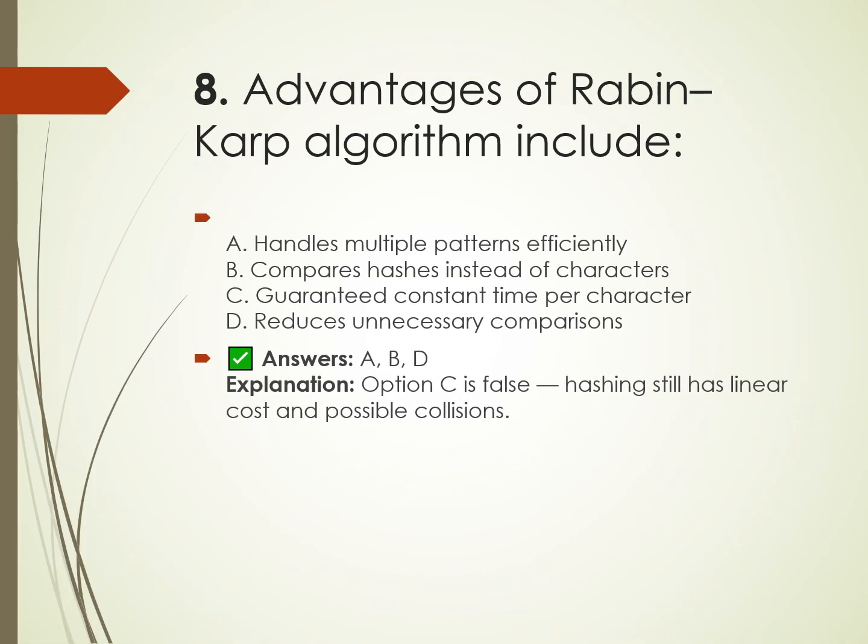Advantages of Rabin-Karp algorithm include: A. Handles multiple patterns efficiently. B. Compares hashes instead of characters. C. Guaranteed constant time per character. D. Reduces unnecessary comparisons. Answers A, B and D. Option C is false. Hashing still has linear cost and possible collisions.